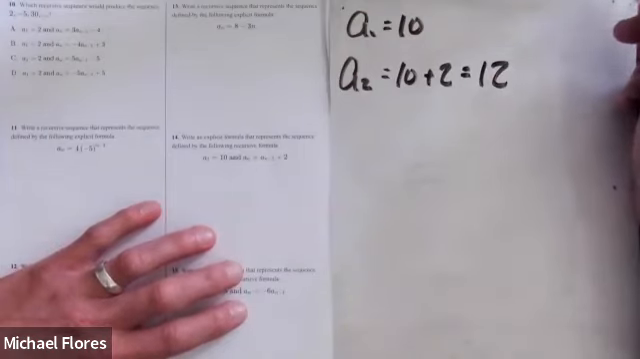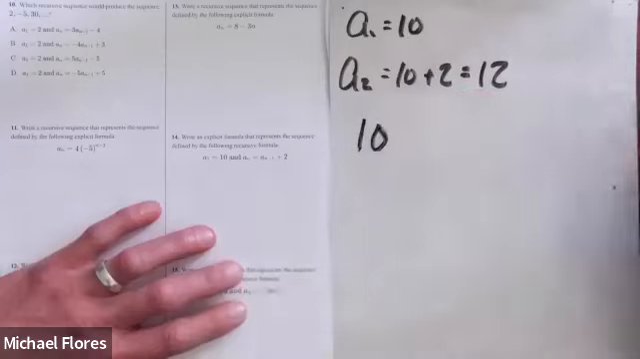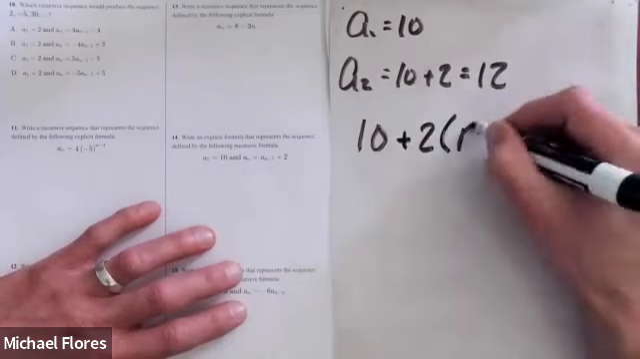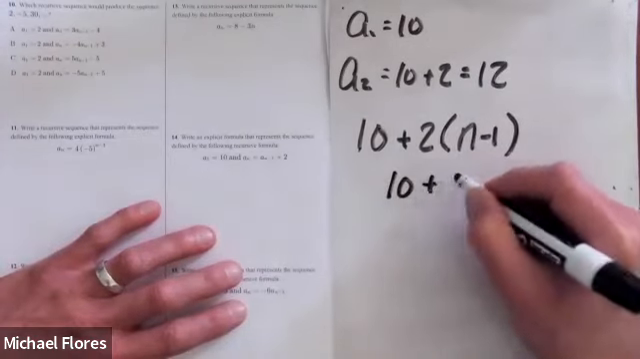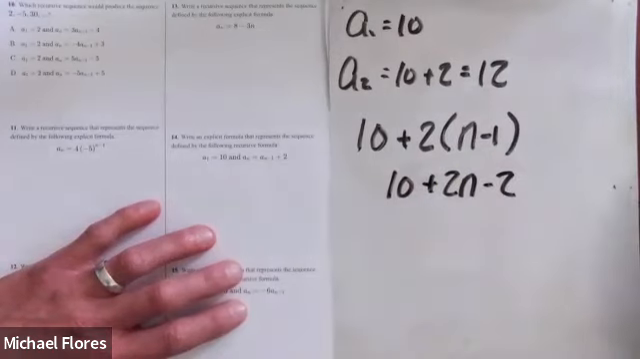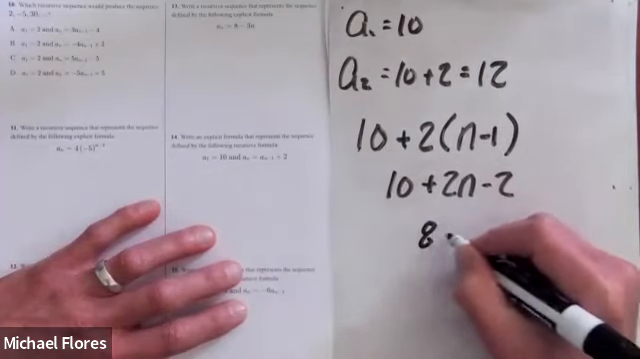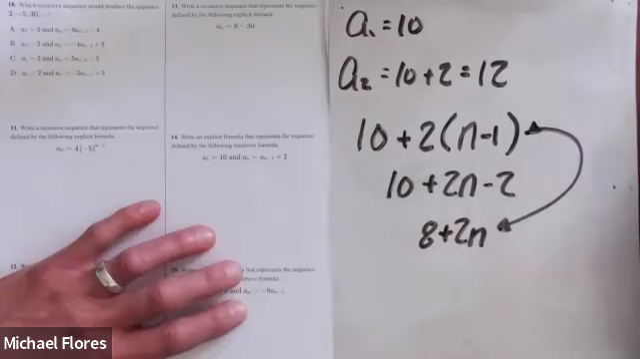So in order to build the explicit formula, this is the recursive. In order to build the explicit, start with the very first term, which was 10, plus the difference times n minus 1. And now that looks like something that we did day 1. We went from recursive to explicit. This is an acceptable answer. Also, you could distribute the 2 throughout the parentheses and then combine your like terms. 10 minus 2 is 8 plus 2n. I'm almost certain Delta Math will accept either of these.